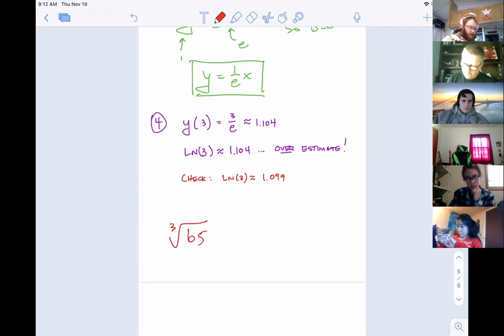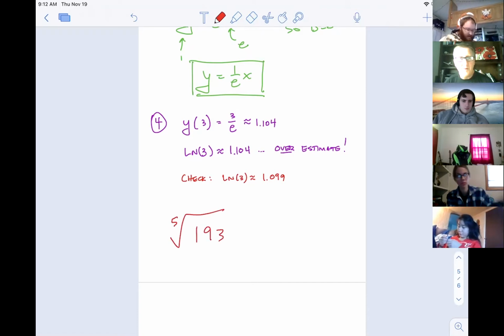But as I said, if I make this up randomly, and I said, I don't know, like the 5th root of 193, I don't know about you, I'm terrible at that. I'm really going to have to think what number times itself 5 times is in the vicinity of 193, right? And 193 might not be a very nice number. But the cool thing is you can estimate a 5th root. You can estimate anything you want.